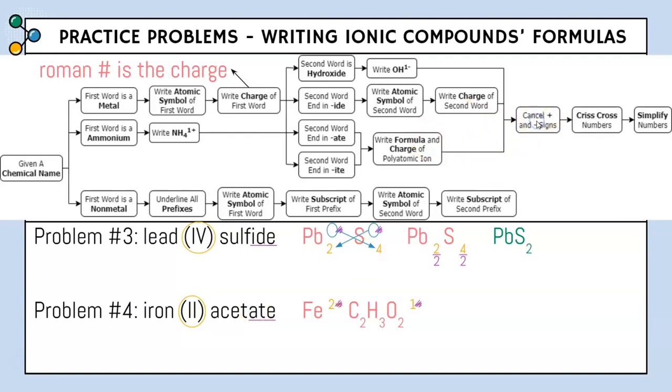Cross the plus and minus signs out. Crisscross our numbers. 2 goes in front of the acetate and 1 goes in front of iron. So we have Fe1, C2H3O2, 2. And finally, simplify numbers. 1 and 2 cannot simplify any further. But because acetate here is a polyatomic ion, we have to put parentheses around it because we have a 2 after it. If this number was a 1, we wouldn't need to. But because it's a 2, we need to put parentheses.